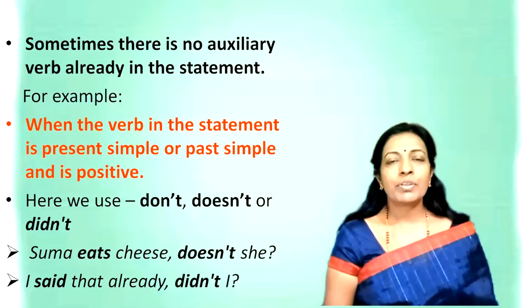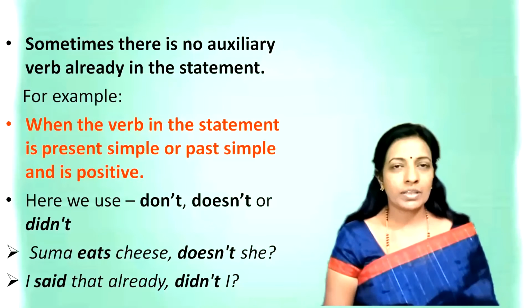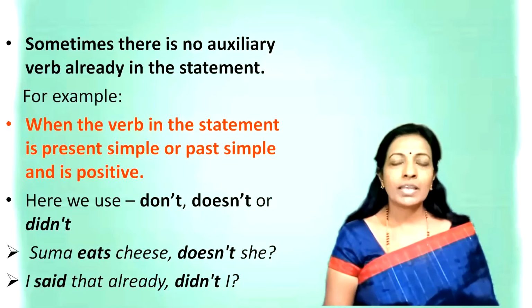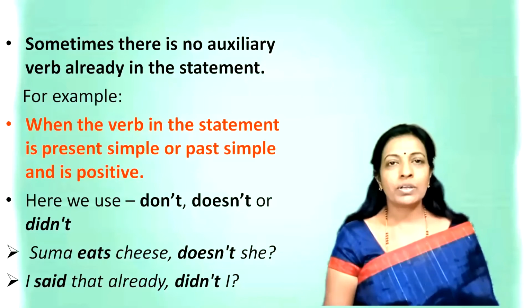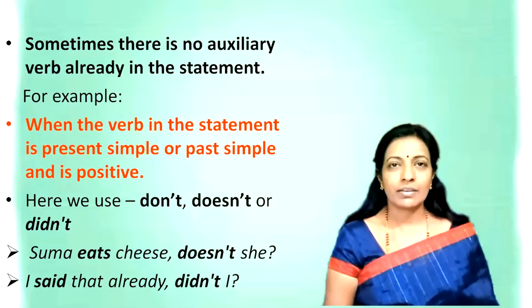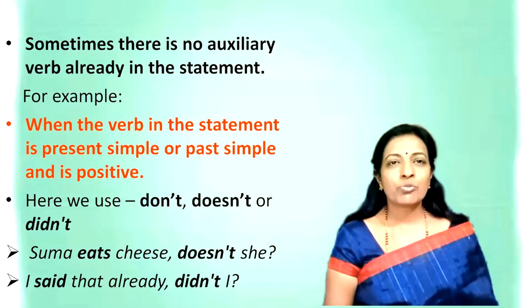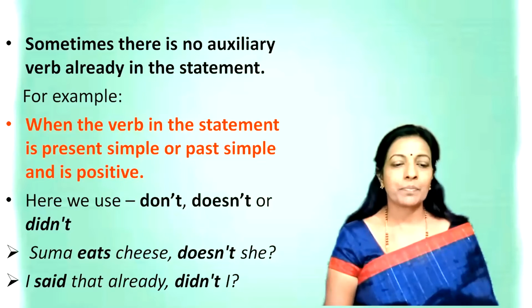Then, if the verb in the statement is in the present simple or the past simple form, and is positive, then we can use don't, doesn't, or didn't. For example, Suma eats cheese. In this statement, there is no auxiliary verb. But since the main verb is in simple present tense, we use doesn't she in the question tag.